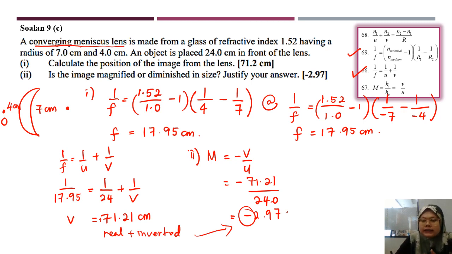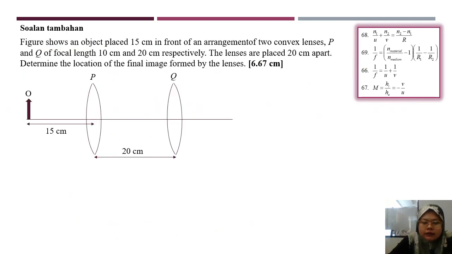So sekarang ni dia tanya magnify atau diminish. So now your nilai magnification tu is more than 1, which is 2.97. So maksudnya image you adalah magnified. Sebab dia suruh justify the answer, so you have to show the calculation. Right? Okay, last but not least.